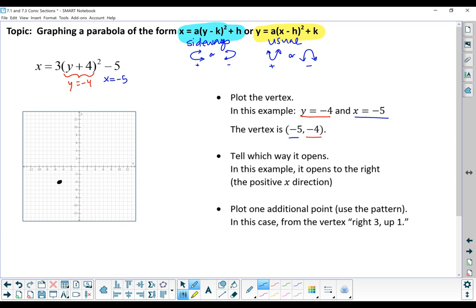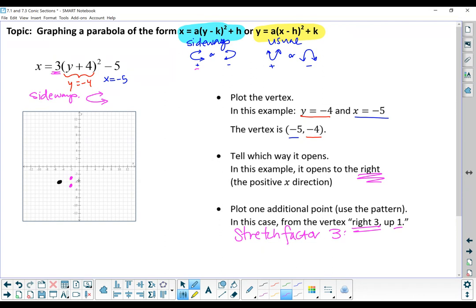Okay, so we would then have to tell if it's opening upward or downward. Well, this one is, or to the right or to the left, sorry. This is definitely sideways. And it has a positive stretch, so it's going to open to the right. So positive opens to the right. And then we'll have to plot one additional point. Well, the stretch factor was 3. So we're going to go to the right 3 and up 1.